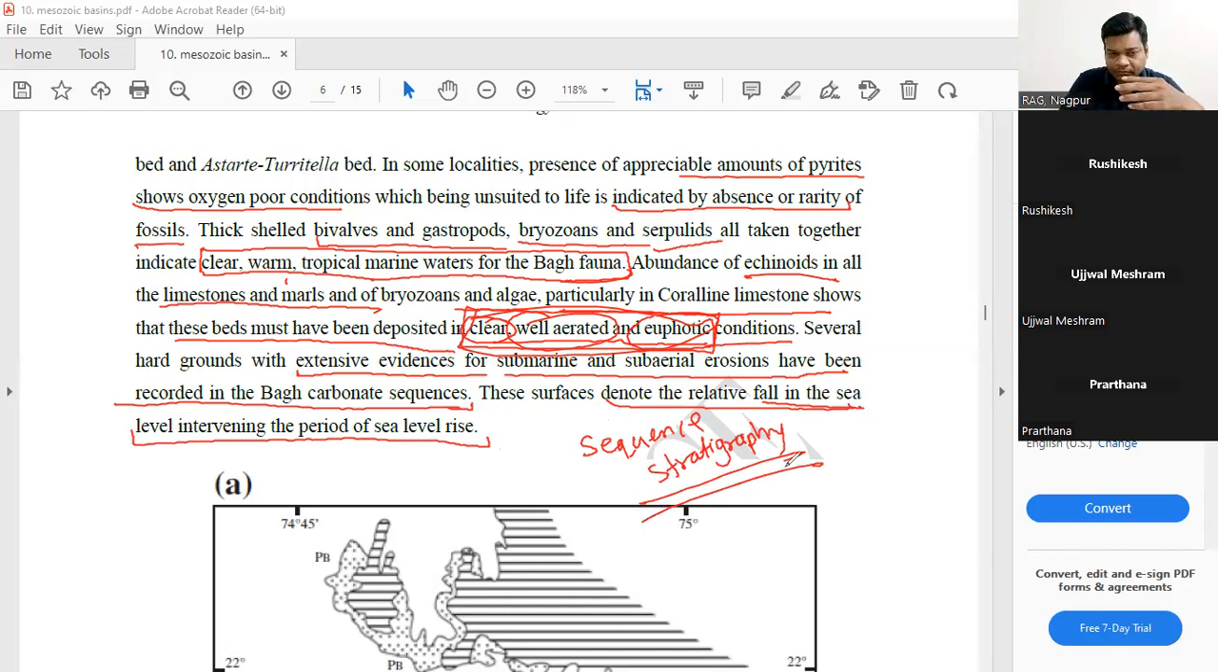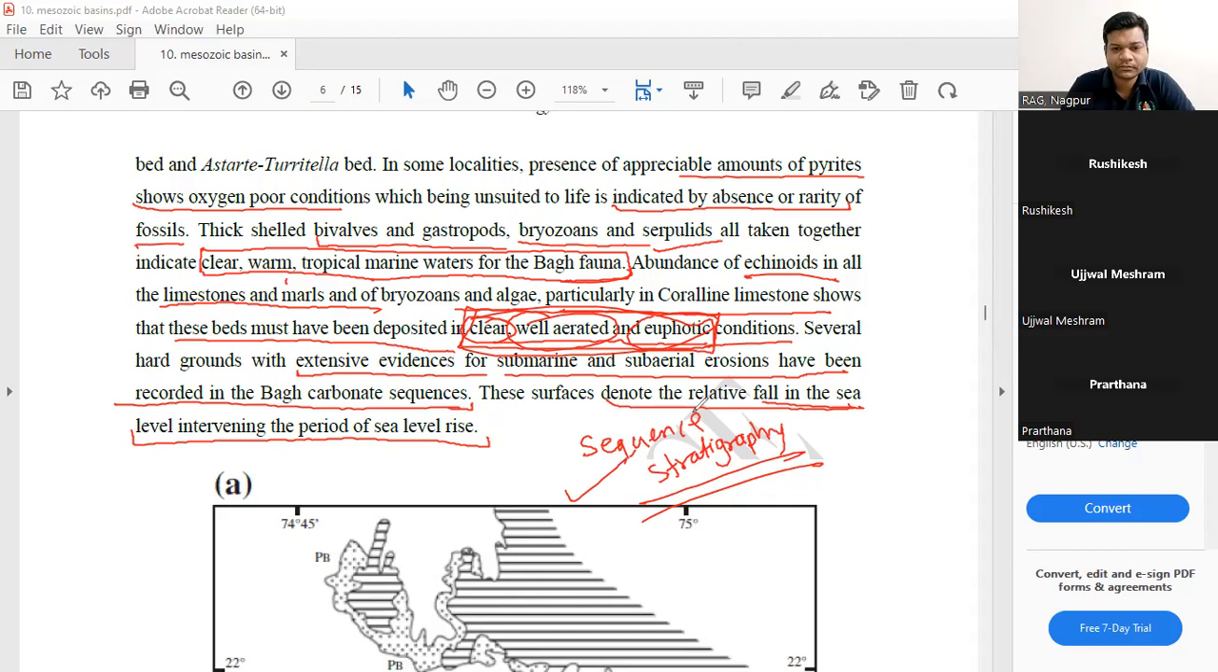The eustatic sea level changes, that is relative fall in the sea level and relative rise in the sea level. Why these occur, all these reasons are given in sequence stratigraphy: how the stratigraphy of an area evolves. That is the part of sequence stratigraphy.